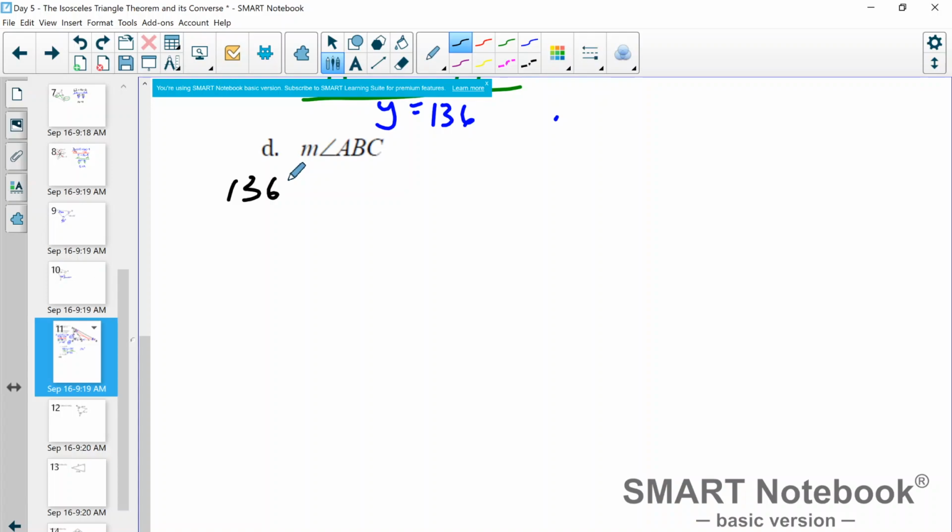So to simplify, I combine the Z's: 136 plus 2Z gives me 180. I'll subtract 136 from both sides, and I get 2Z is 44. And we'll divide by 2 last. So we get Z is 22 degrees. So now that we know that Z is 22 degrees, this tells me angle ABC is going to be 22 degrees because angle ABC is just marked with that Z.